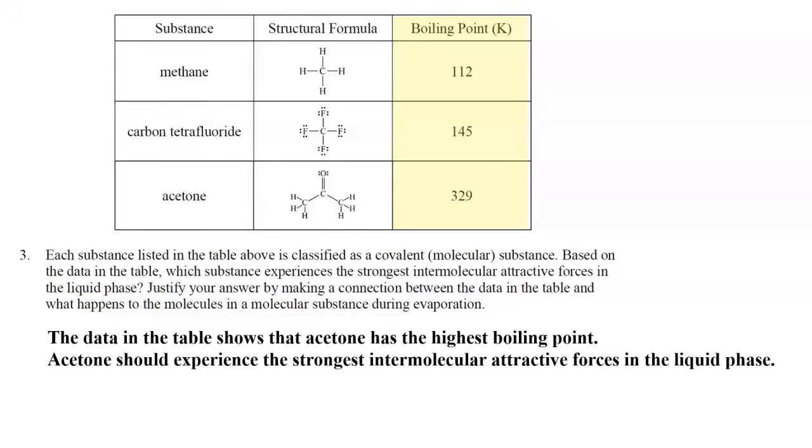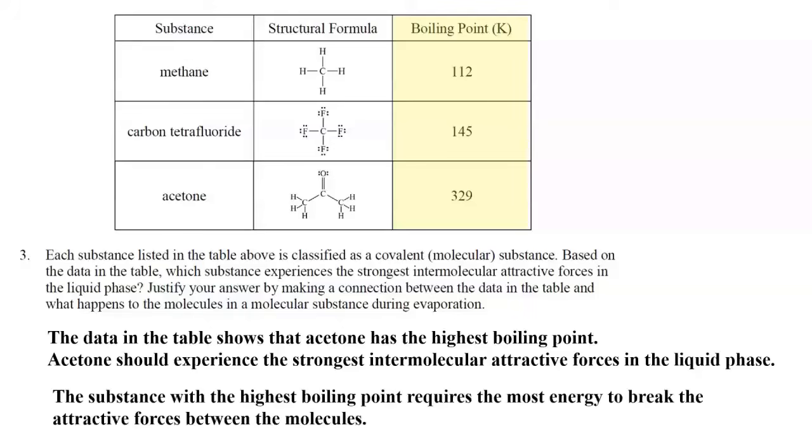The data in the table shows that acetone has the highest boiling point, so acetone should experience the strongest intermolecular attractive forces in the liquid phase. So what does boiling point have to do with the strength of the intermolecular attractive forces? Well, the substance with the highest boiling point requires the most energy to break the attractive forces between the molecules.